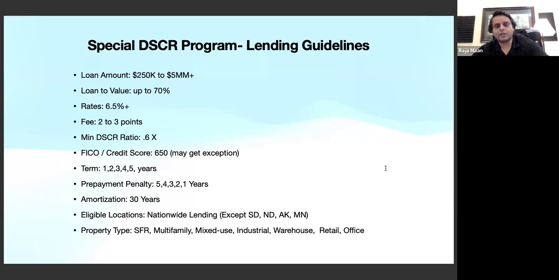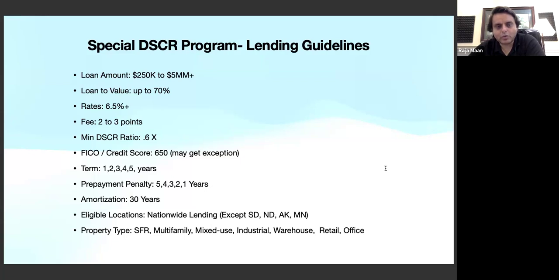5, 4, 3, 2, 1. So most people know in this industry the prepayment penalty. I'm just going to explain it. If you keep 5-year term and 30 years amortization, you don't pay any prepayment penalty fee upfront. But if you break the term within 5 years, you pay the prepayment penalty.